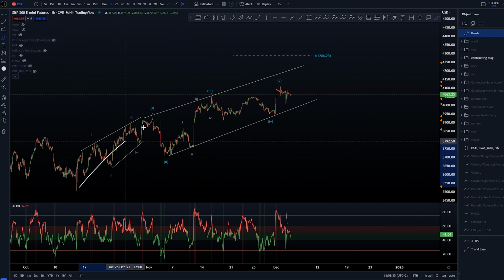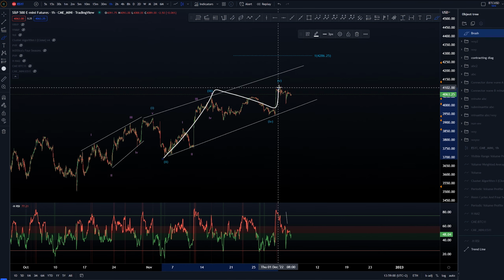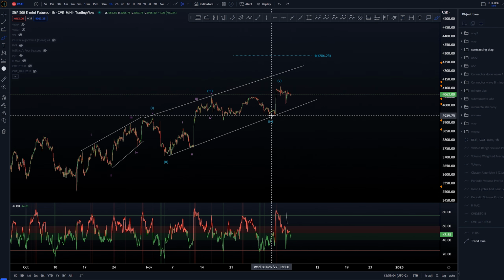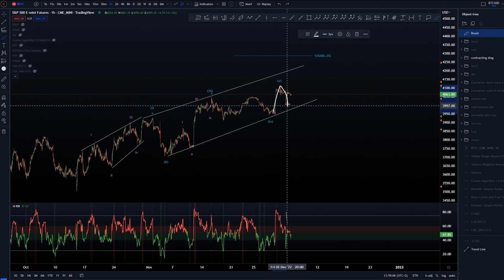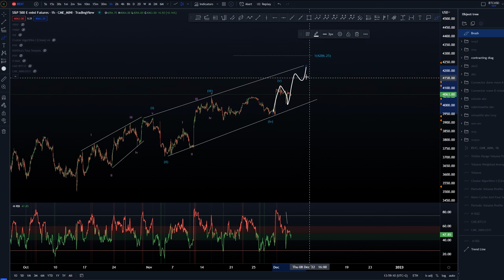Contracting diagonal, where we had a wave 1 as a contracting diagonal as well. 2, 3, 4, and 5 has to be basically ending here. I don't really see this being a wave 1, 2, 3, 4, 5. While it is possible, of course, it is very unlikely.